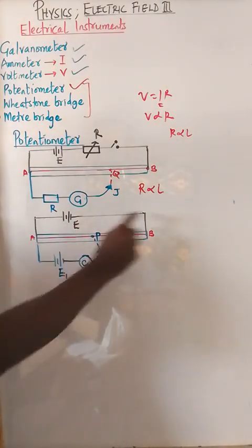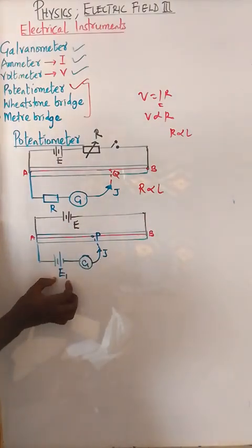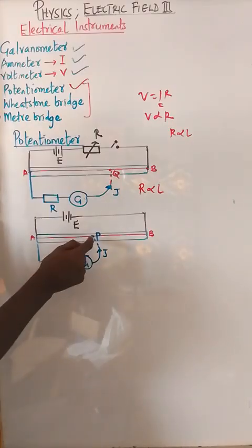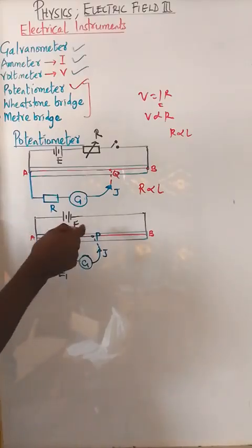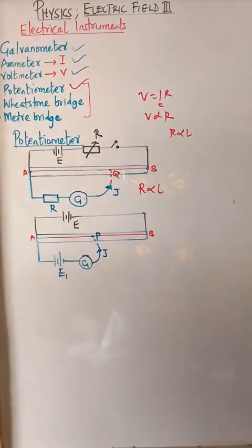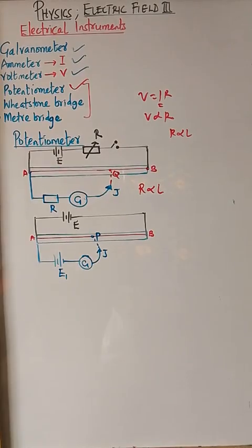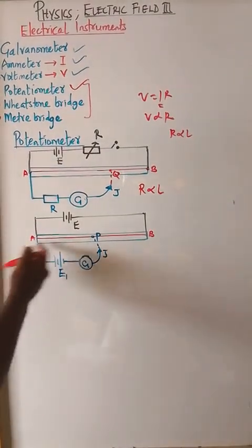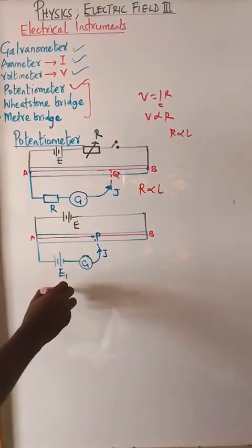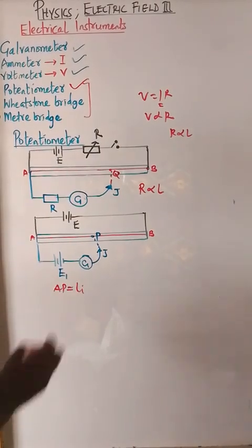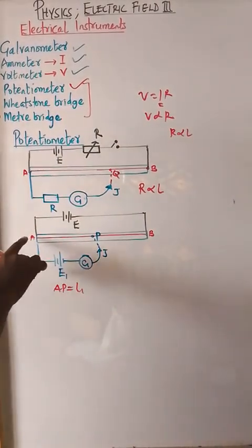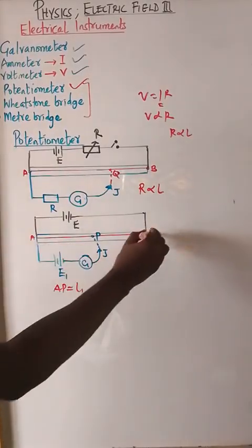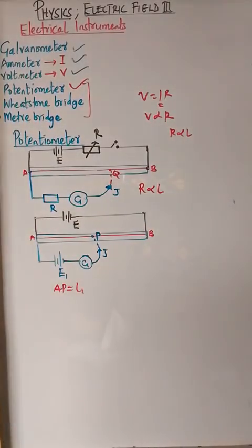So suppose this one is 5 volts, and this cell is 2 volts. It means this particular point is the point where AP is 2 volts. So you call it the null point. It's called null point because there is no deflection. It is the point where the galvanometer shows no deflection. Let's call AP L1. Let AP be equal to L1. And we can measure L1 because this is placed on a meter rule. This blue blank is assumed to be a meter rule, 100 centimeters long.